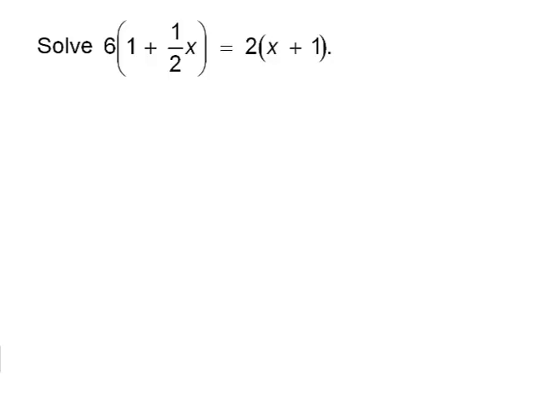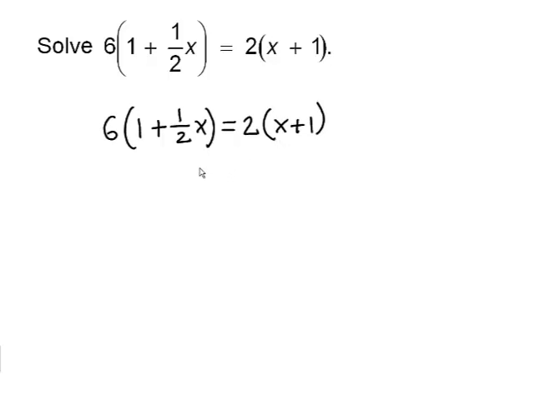Solve the equation. In this equation, notice that the variable x appears both on the left side and on the right side of the equation. Whenever you have variables on both sides of an equation, what you should do to solve it is to collect the variable terms on one side and the constant terms on the other side.